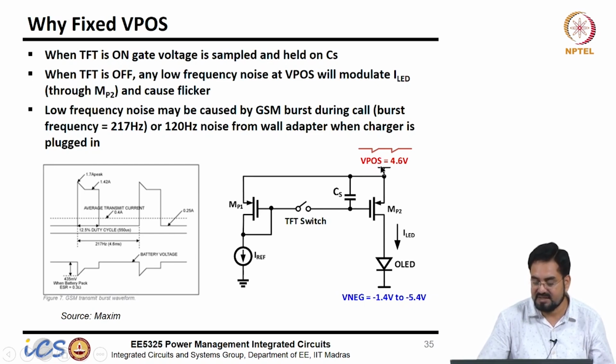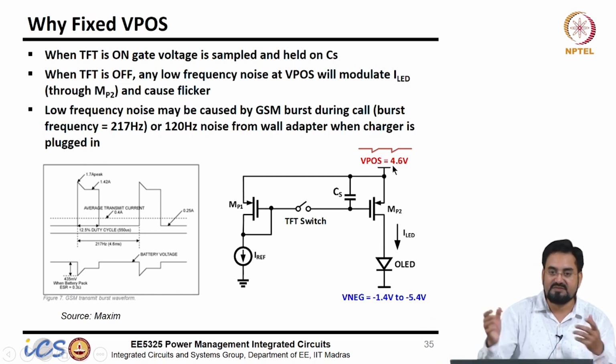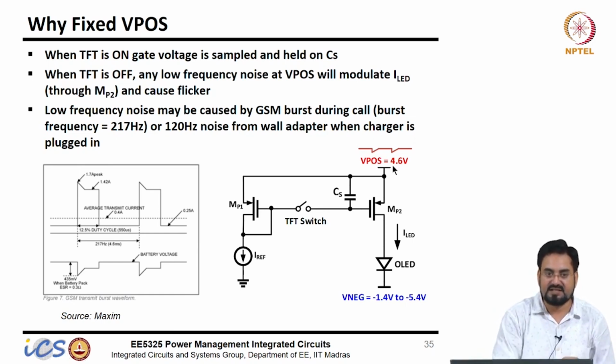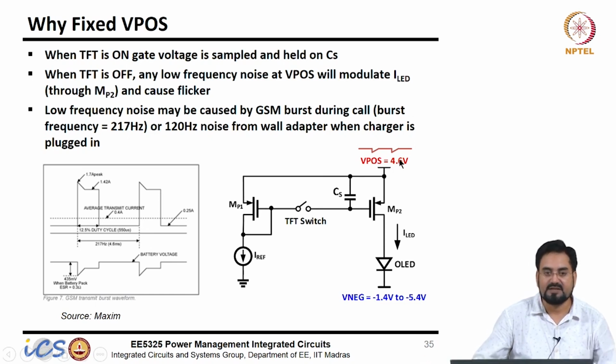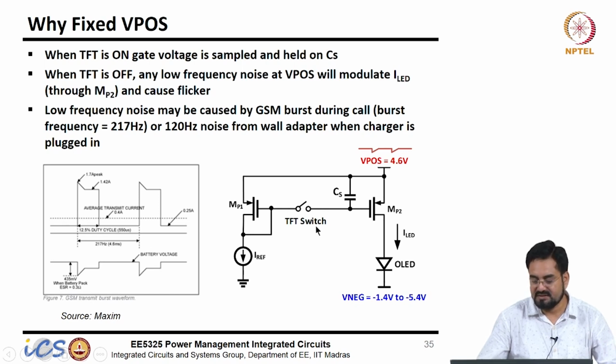So during off time, if any change happens, it may get reflected and change this current here. If, let us say, that noise is at a very low frequency, which may fall into your visible frequency range, let us say 100 hertz, this may appear as a flicker to you. That is why we require a very clean 4.6 volt supply here. That's the main reason. Any ripple or any change here will change the current, and that is why we do not allow any variation in the supply, and we need it very clean.